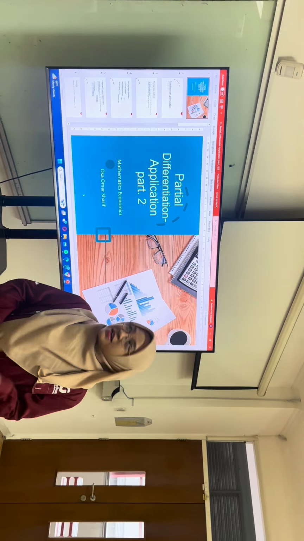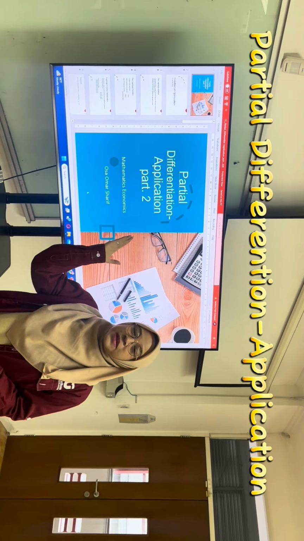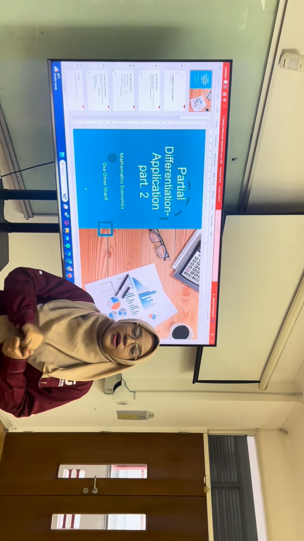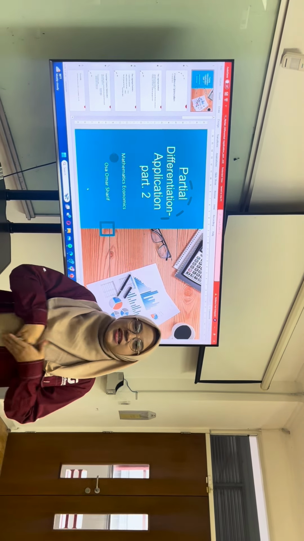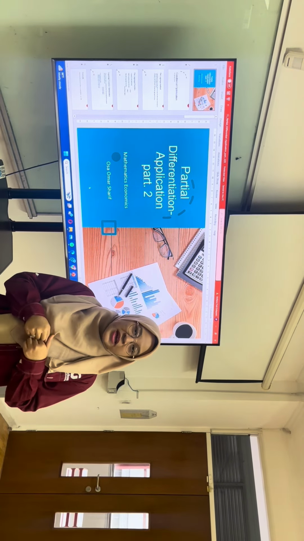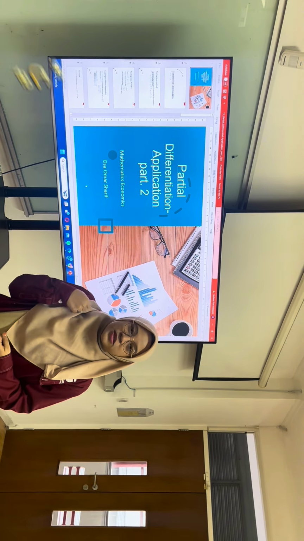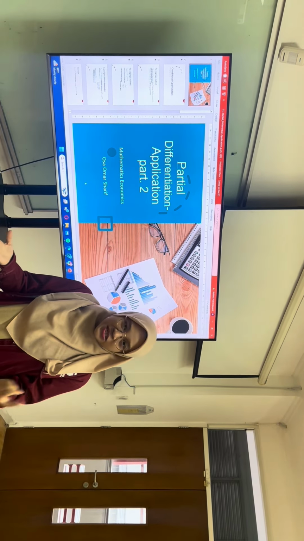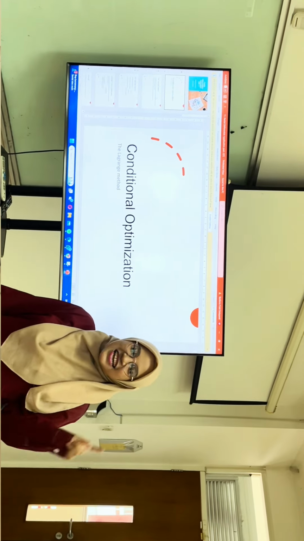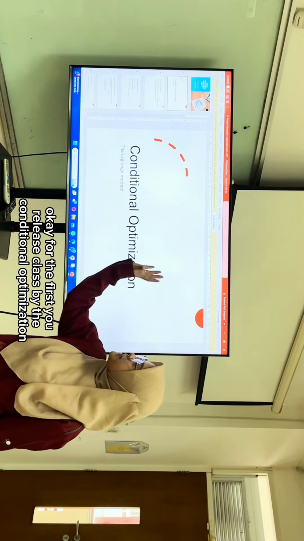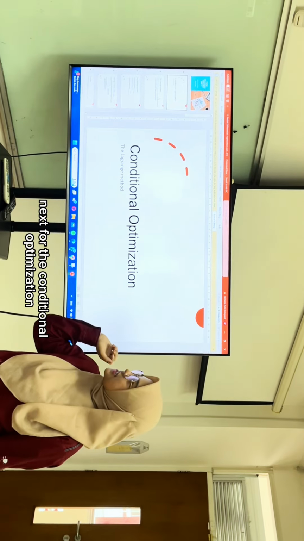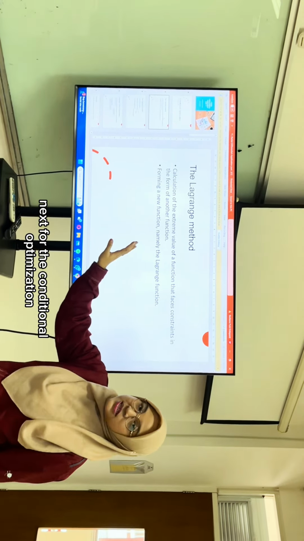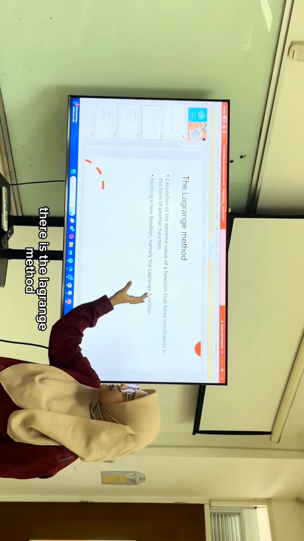Okay, so now we will discuss the partial differentiation application, part 2. It is about conditional optimization, the Lagrange method, and also the economic applications: the consumption balance and the partial marginal utility. For the first, we will discuss conditional optimization. For conditional optimization, there is the Lagrange method.